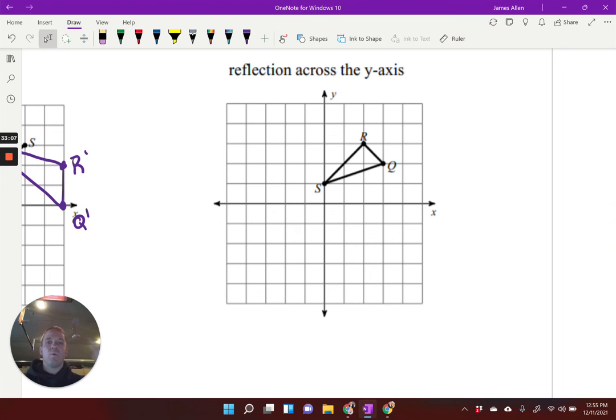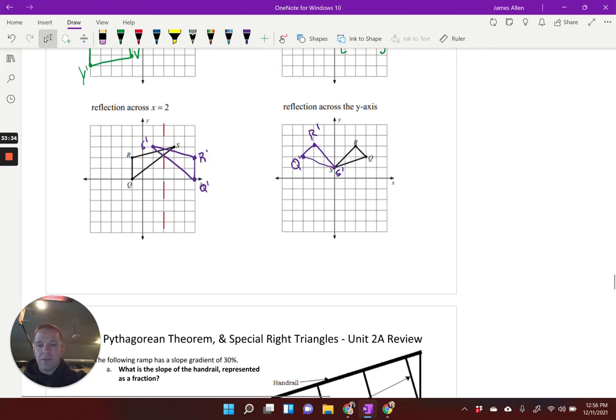Over here, across the Y axis, so we're just using this Y axis right there, right? Okay. So S actually stays the same. So this is going to be S prime regardless. Q is going to go 3 over here. Since it's 3 away on the right side, it's going to be 3 away when you reflect it. And then R is going to be 2. All right. And if I can connect these dots, there we go. We got ourselves a reflected triangle across the Y axis. Woo! All right. Oh, that's it for that one.